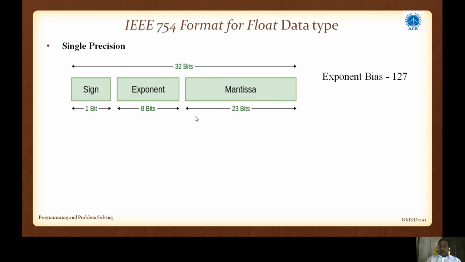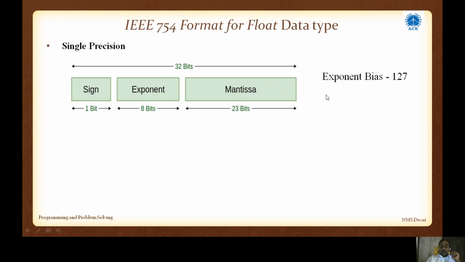Now, the exponent is biased by 127. That means whatever the actual exponent value is, 127 is added to that. If it is negative, the stored exponent value will be less than 127. If it is positive, it will be more than 127. But there are 8 bits here, so we can go up to 256, or 255 for that matter.